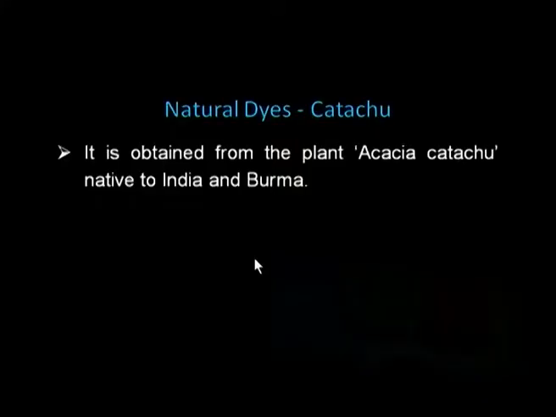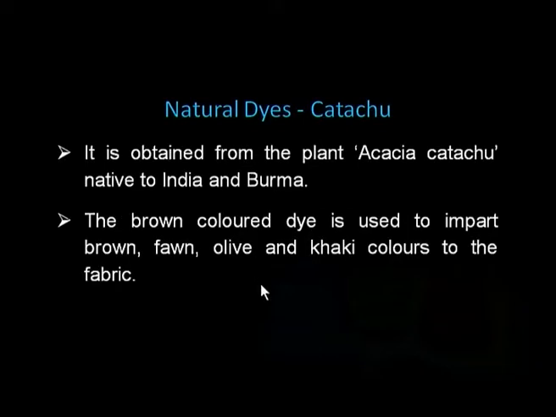Another natural dye is catechu. It is obtained from the plant Acacia catechu, native to India and Burma. The brown dye is used to impart brown, fawn, olive and khaki color to fabric. It is also used for chewing with betel leaves, which imparts a reddish color to the tongue and lips. Chewing catechu with betel leaves is a very common habit in rural and urban India.